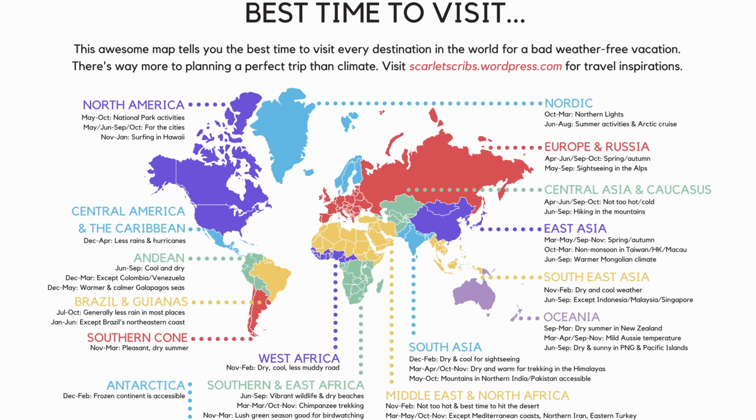Another way to choose where to travel is if you want to travel during a specific time of year. I found this really great map that summarizes the best time to visit every country in the world. This map gives you a quick reference of the best time to visit every destination around the world for the best weather for your vacation. I'll leave a link to this map in the description so you can use it for your next trip.